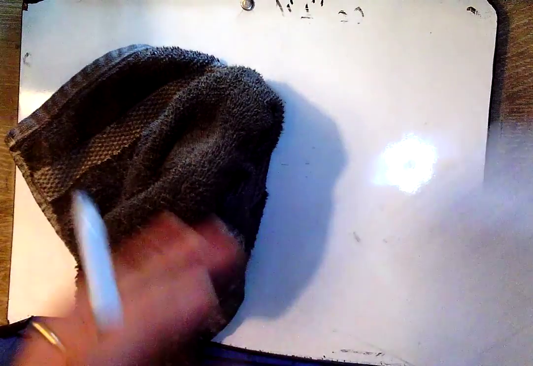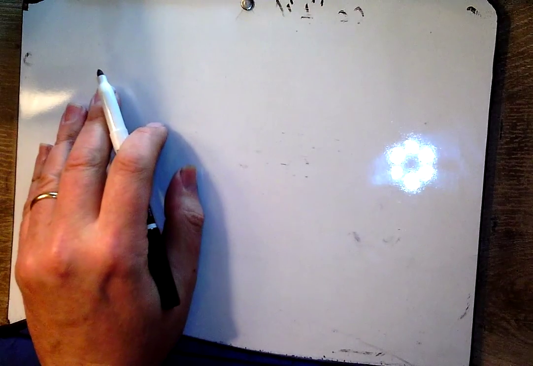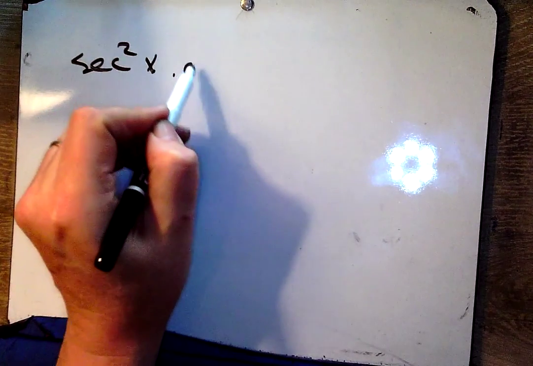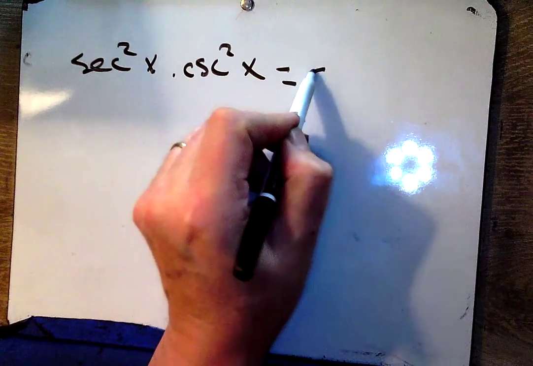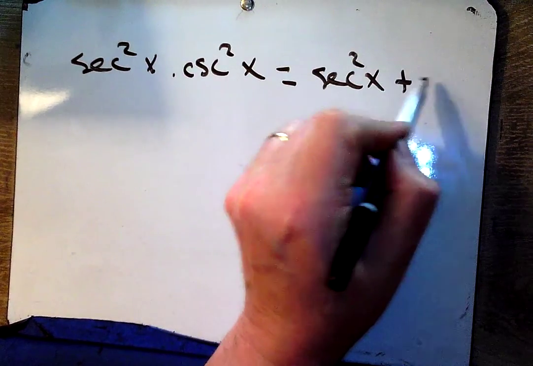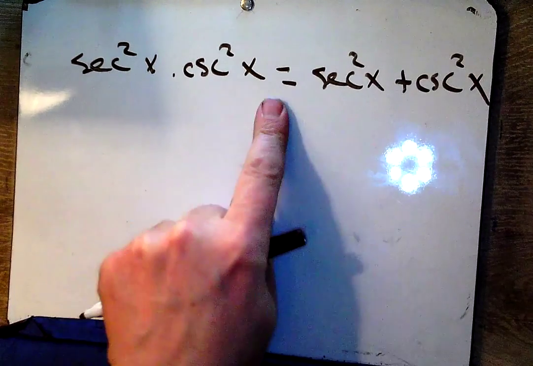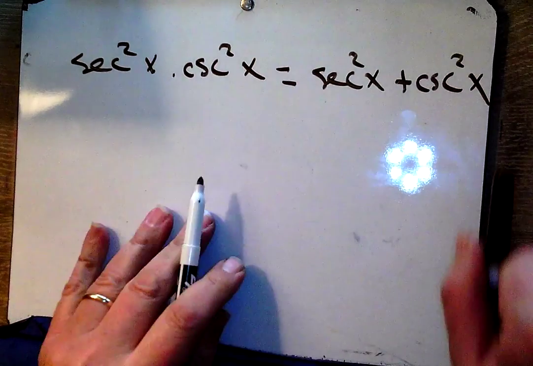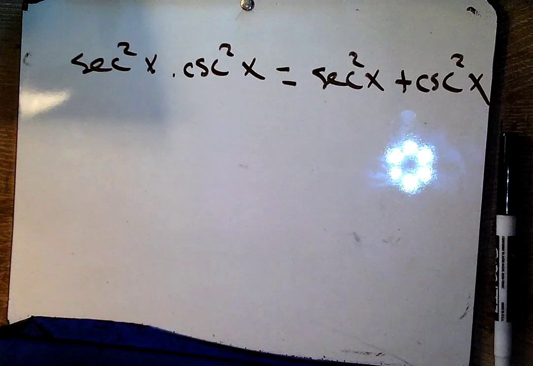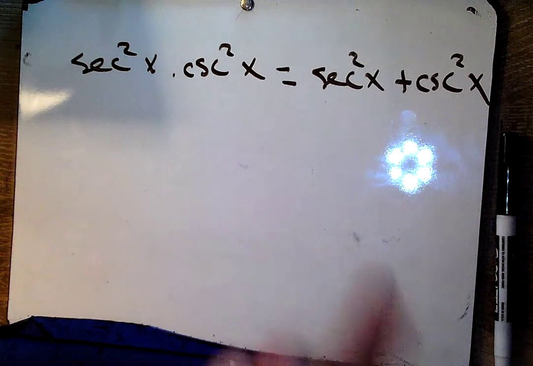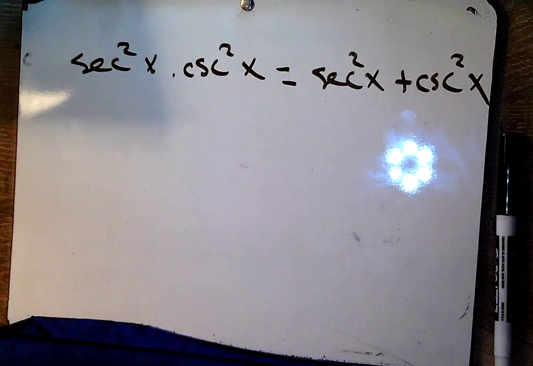All right. How about this one? Oh, this is a great problem. Secant squared x cosecant squared x equals secant squared x plus cosecant squared x. So this times this should equal this plus this. Oh, that's very interesting. So give it a try. Oh, by the way, are you going to work this side or this side? I don't know. I can't wait to see.